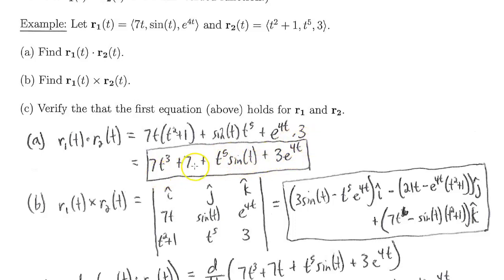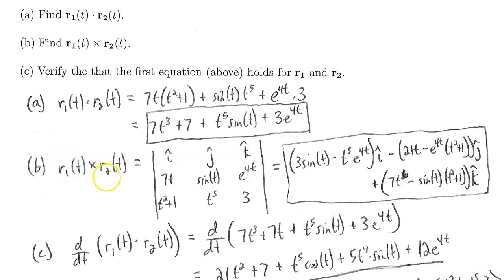Now notice there's no i's or j's or anything. There's no commas to make this a vector, nothing to do with vectors here. This is just an ordinary function of t. The original r1 and r2 were vector valued functions, but this is just an ordinary function of t.